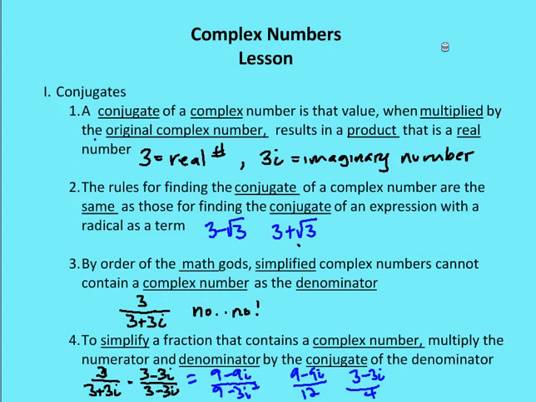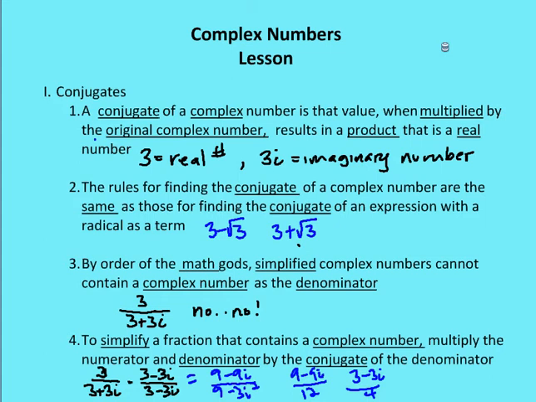So when there is a complex number in the denominator, we need to multiply the entire expression by the denominator over itself. All right, so let's talk about conjugates again. A conjugate of a complex number is that value which, when multiplied by the original complex number, results in a product that is a real number.